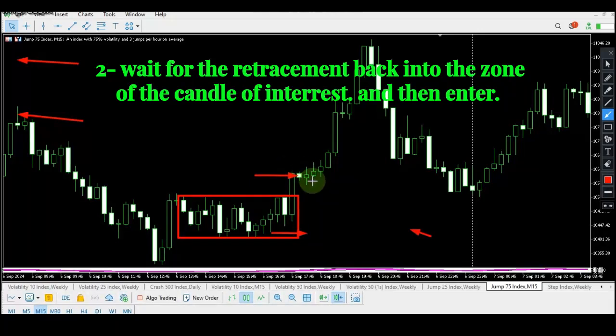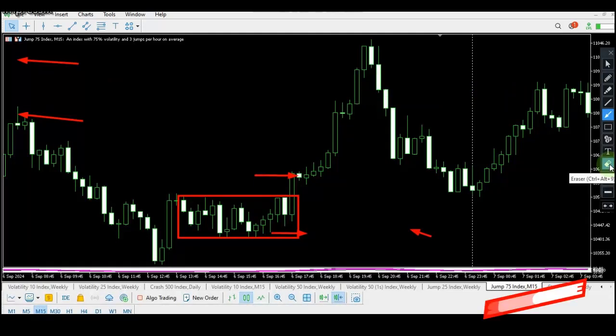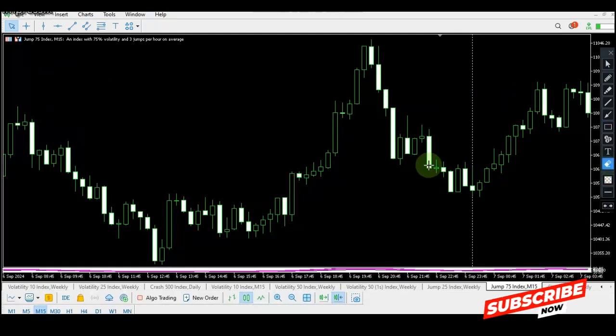Another way you can trade the engulfing strategy is to wait for the retracement back into the zone. Let's look for an example for that. This is the first example I just showed you. Let's look for another example.